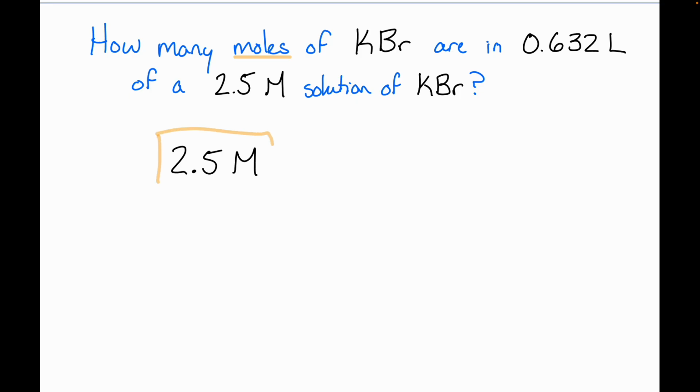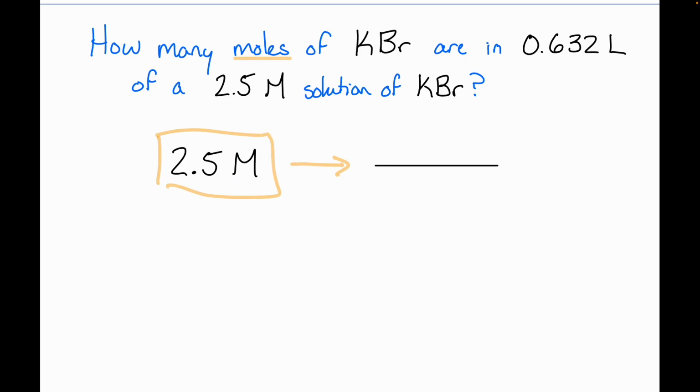So I'm going to take this here, and I'm going to convert it into one of those conversion factors, one of those ratios, using the definition of molarity, moles over liters. So this is telling me that there are 2.5 moles of, in this case specifically, potassium bromide, in 1 liter of solution.